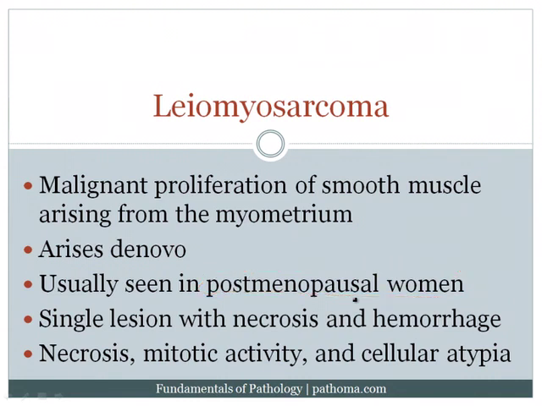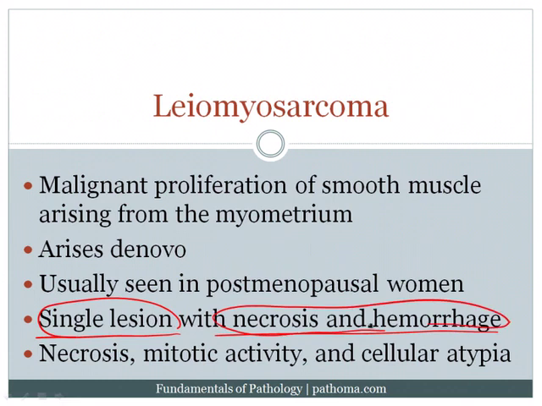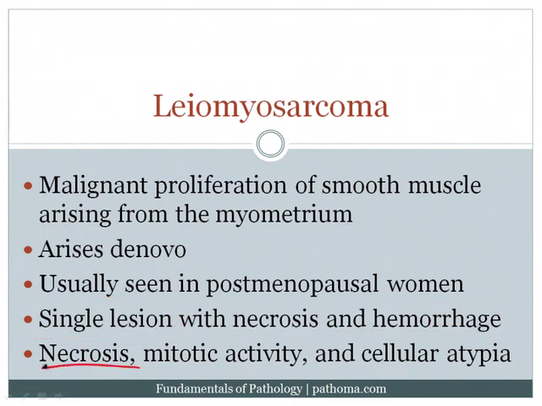High yield point number 3 is that leiomyosarcoma is usually a single lesion with necrosis and hemorrhage, whereas leiomyoma is multiple white whorly masses. Leiomyoma, multiple white whorly masses. Leiomyosarcoma, single lesion with necrosis and hemorrhage on gross examination. And when I look at these histologically, the key finding is that I'm going to see necrosis, mitotic activity and cellular atypia.